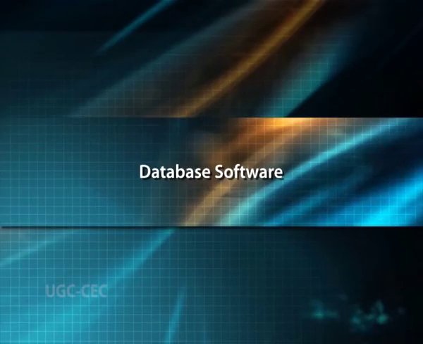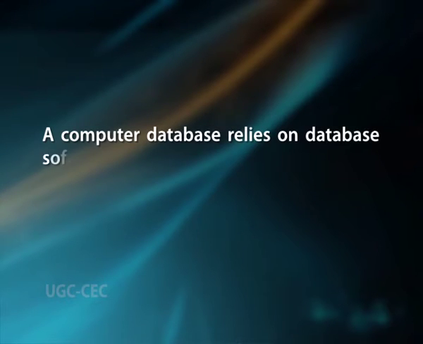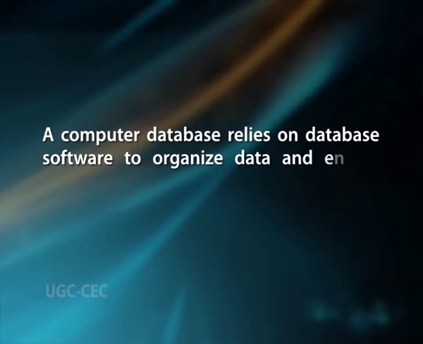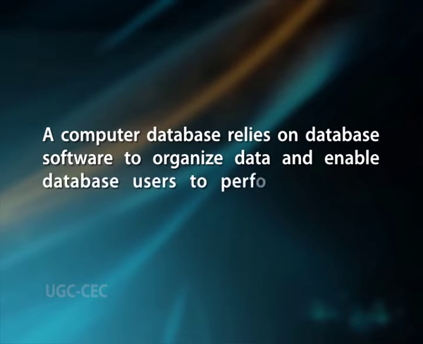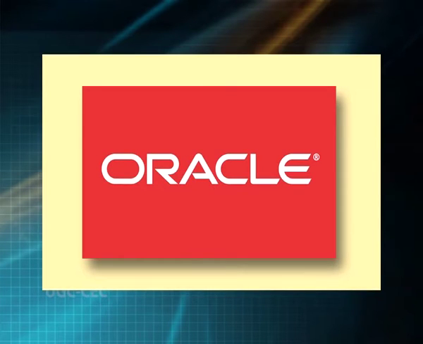Database software. A database is a structured collection of data. A computer database relies on database software to organize data and enable database users to perform database operations. Database software allows users to store and retrieve data from databases. Examples are Oracle, MS Access, etc.